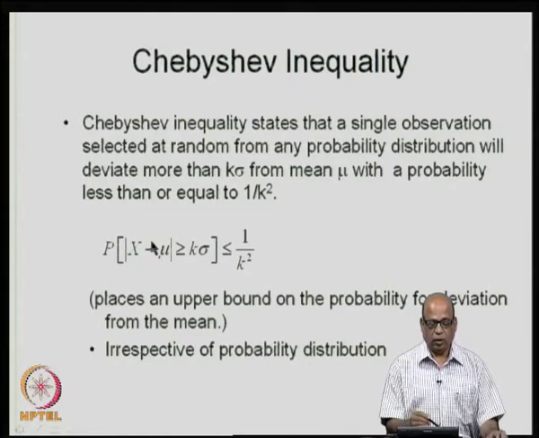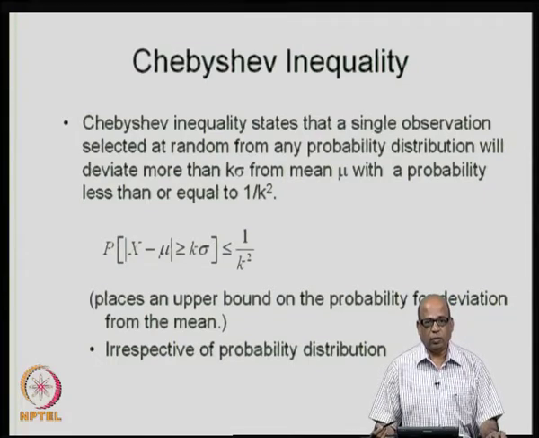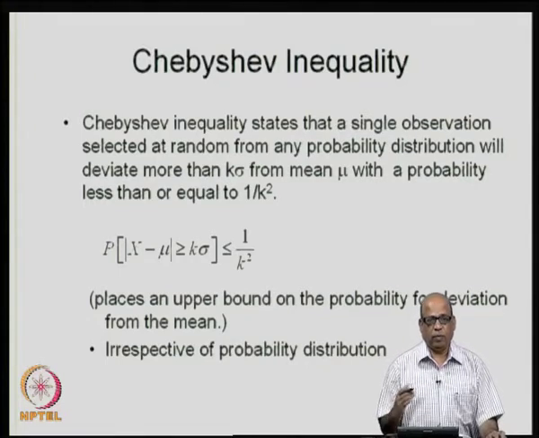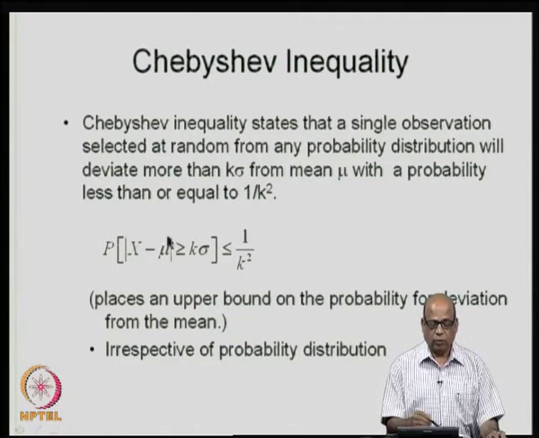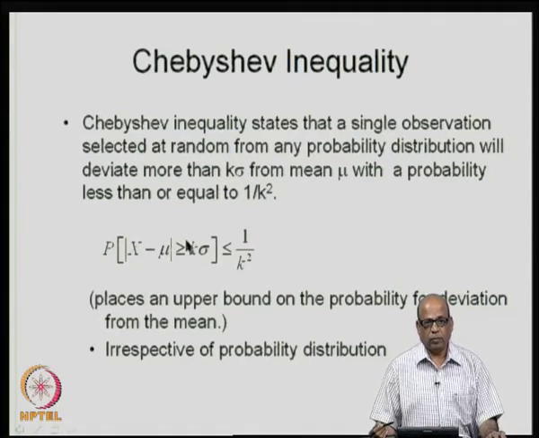So, it can be either x minus mu may be positive or x minus mu may be negative. On either side, what is the probability that it will deviate more than k sigma. Now, the Chebyshev inequality places an upper bound on this probability, and that is 1 by k square. Remember, this result is irrespective of the probability distribution, and therefore, it becomes handy when we want to place upper bounds on the probability of this particular deviation.